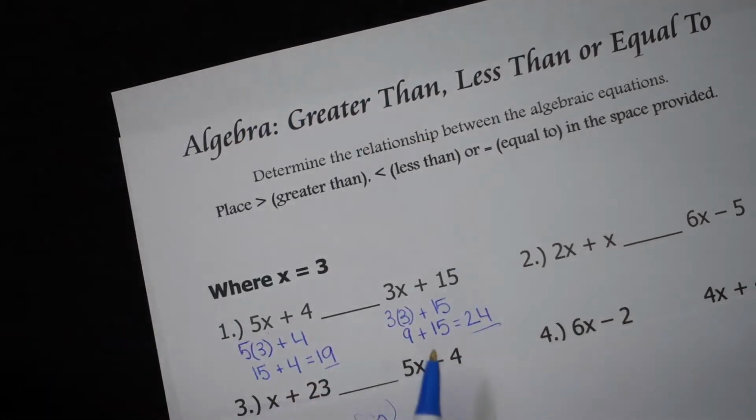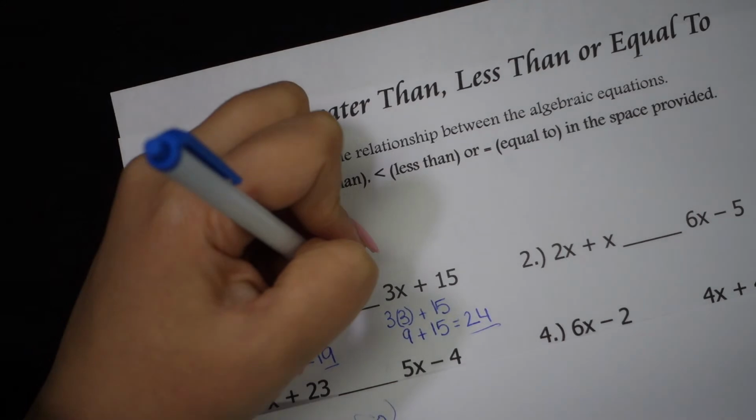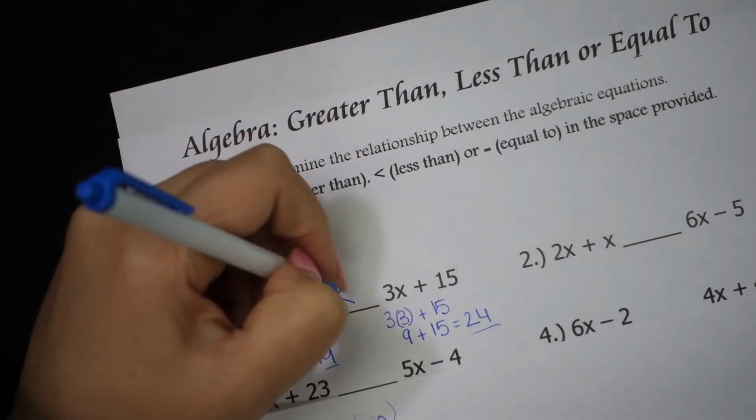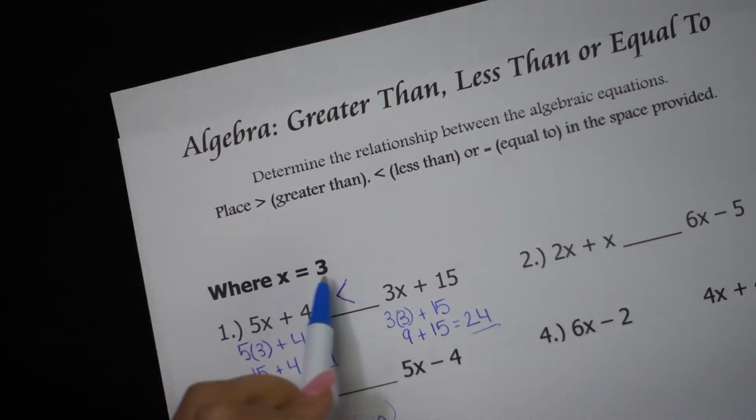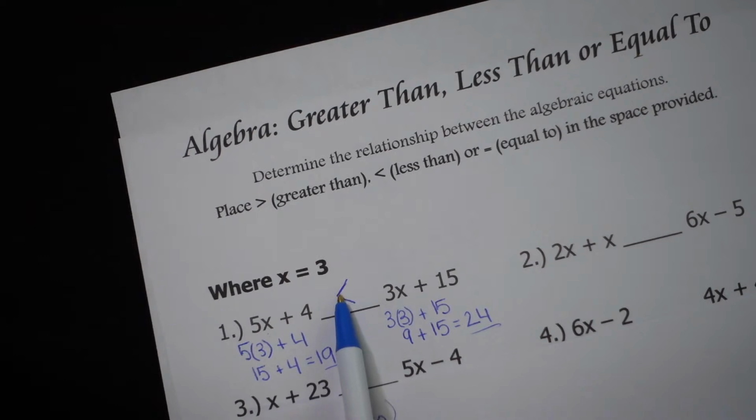So which number is bigger, 24 or 19? Obviously, it's 24. So we're going to have the bigger side of this symbol facing, so the open side of the symbol, which means that this value is greater than this value. So this small angle right here indicates that this side is less than. So this number is smaller than this number.